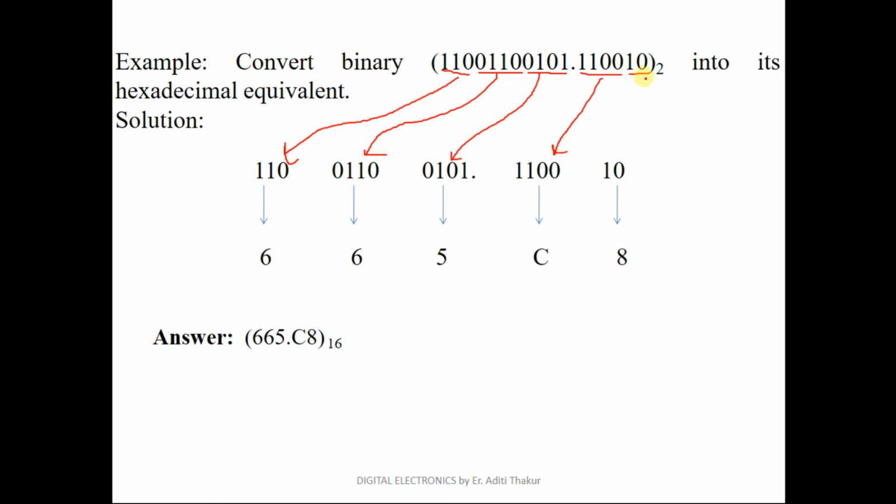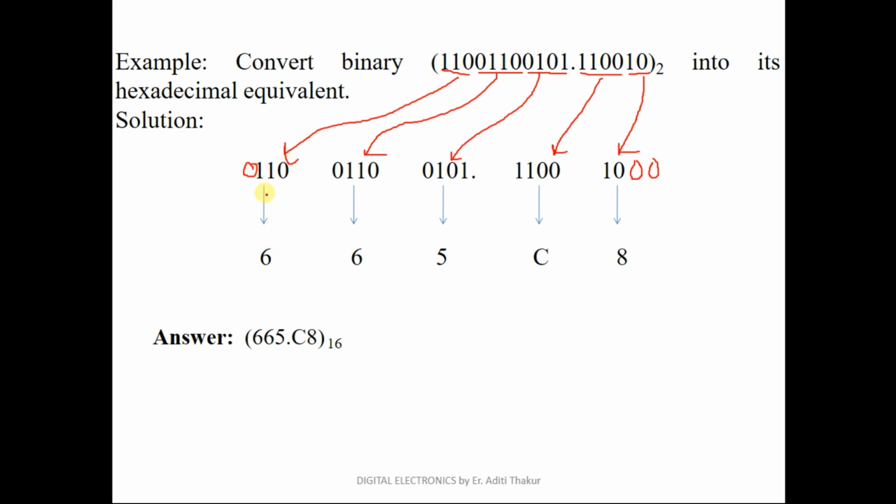Now you can see in this example, on the right side of the decimal point we are left with only 2 binary digits. When we are left with fewer than 4 bits, we can add 0s. Here we are left with 2 bits, so we add 2 zeros. Similarly, on the left side we are left with only 3 bits. It is compulsory in hex conversion to make groups of 4, so we add 0 in front of this.